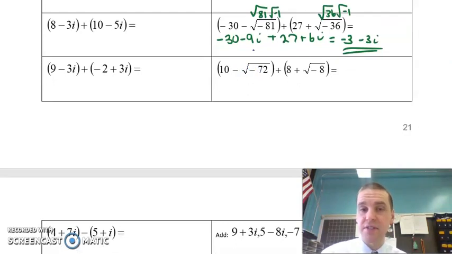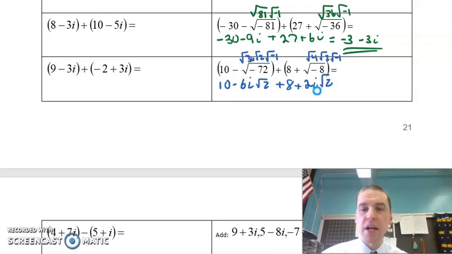So square root of -72. Well, we know we're going to have a square root of -1 at the end. But what are we left with? Well, 36 can go into 72. So we're going to get square root of 36, square root of 2, square root of -1. Same thing with 8. We're going to do square root of 4, square root of 2, square root of -1. I'm going to rewrite this as 10 minus the square root of 36 is 6, square root of -1 is i, square root of 2, plus 8 plus square root of 4 is 2, square root of -1 is i, square root of 2.